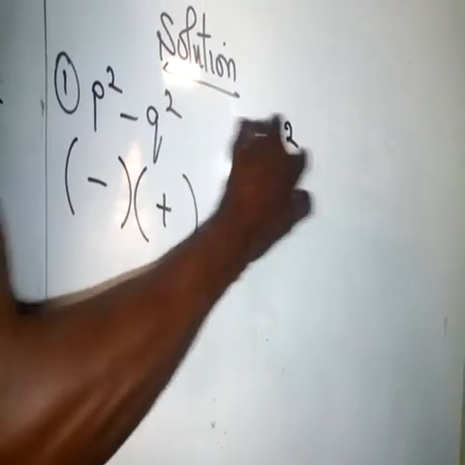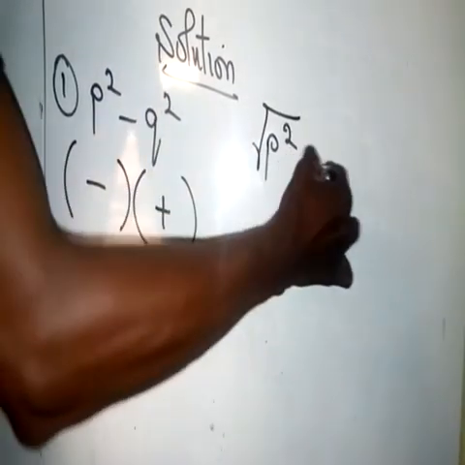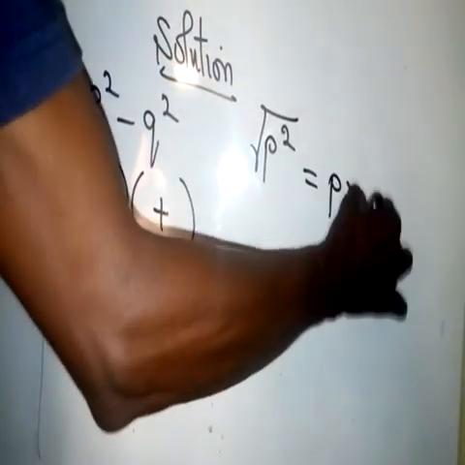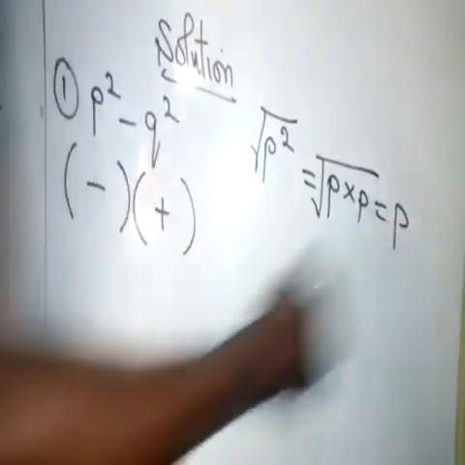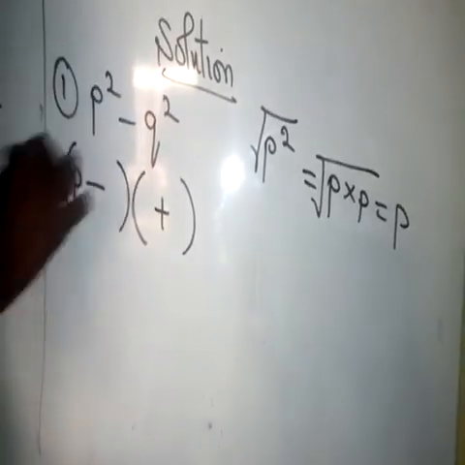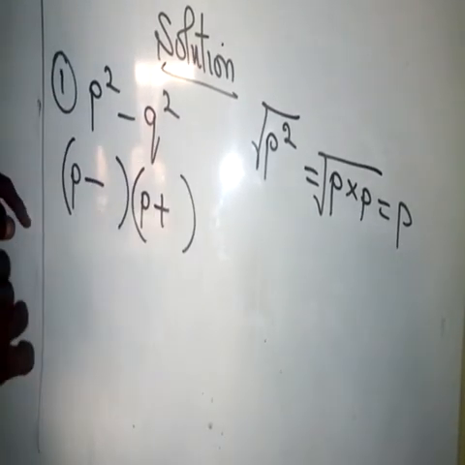Now the square root of P square. What's the square root of P square? That's P times P. You pick 1, which is P, right? You put P here and put the other one here, like this.